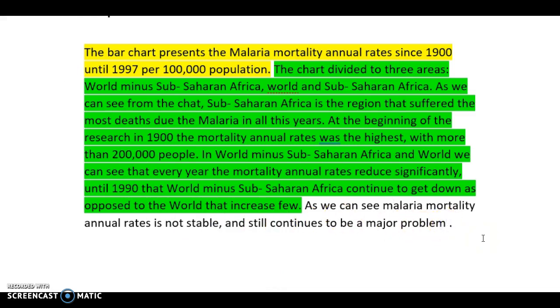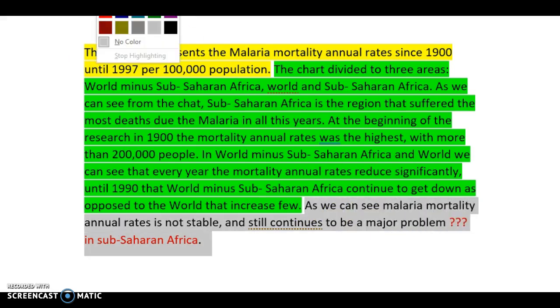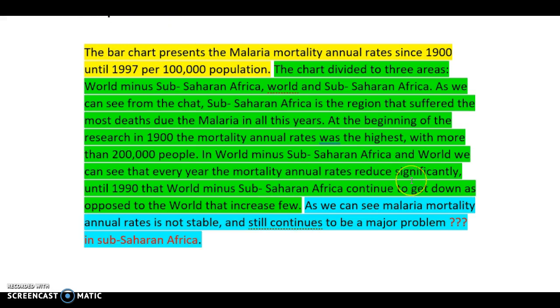But where? Okay. In sub-Saharan Africa. And by adding this piece of information, we identify the trend and make it clearer for the reader. So again, what do we need to do? Let's take a step and look at our organization. First thing we need to do is that topic. What is the chart about? Give the information, details. This is this, and then identify the trend.